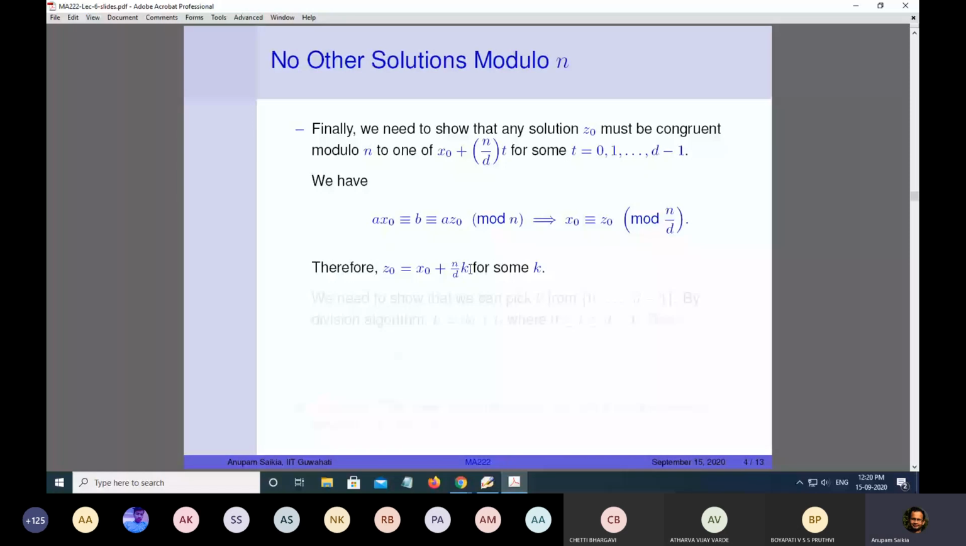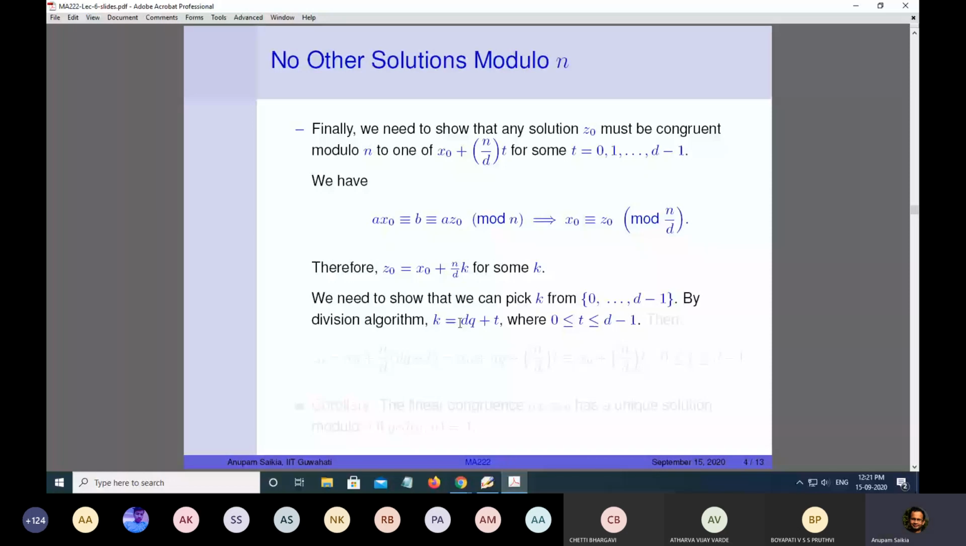And now what is my aim? My aim is to show that this k can be chosen from this range. And remember, we are interested modulo n. So we want z0 mod n to be one of these. So for this k, it's enough to take k from 0 to d minus 1. How do I do that? I use the division algorithm. I divide k by d, so I'll have a remainder which will lie between 0 and d minus 1, because by the division algorithm, any k I divide by d, I get it like this.